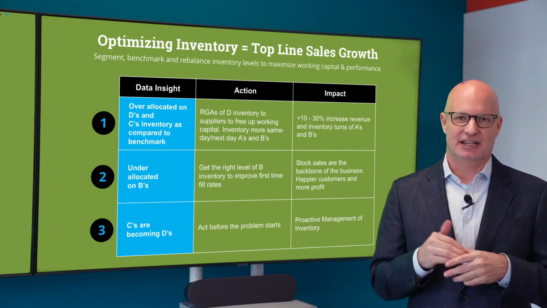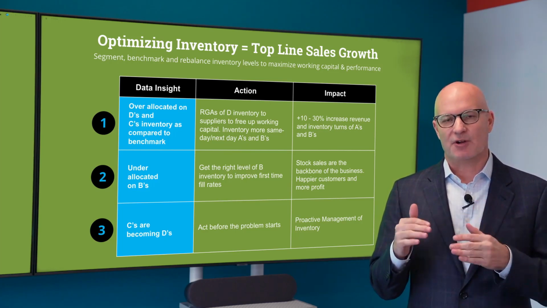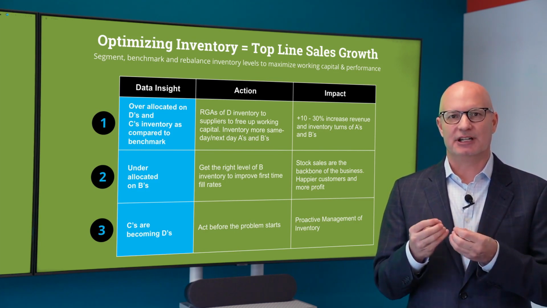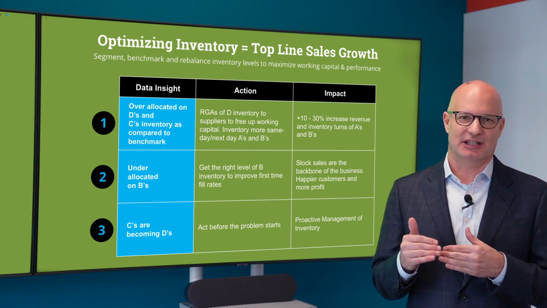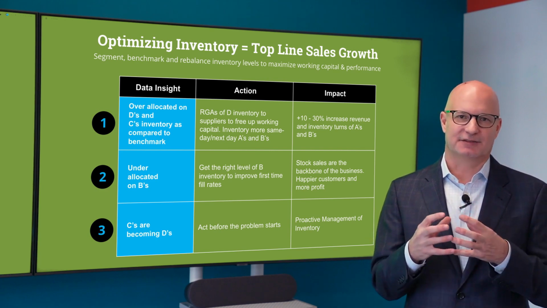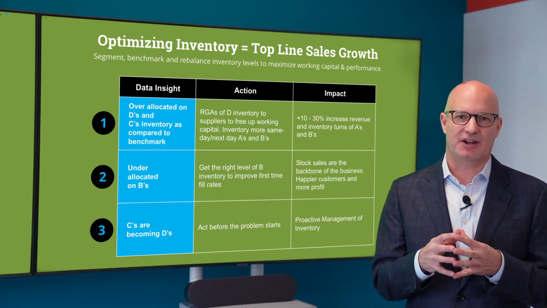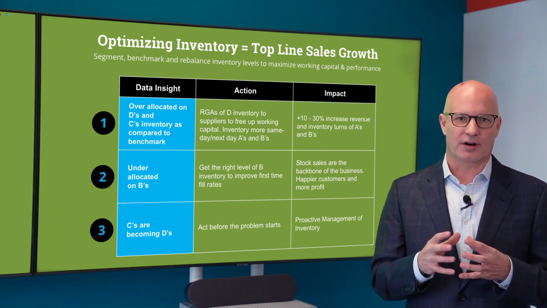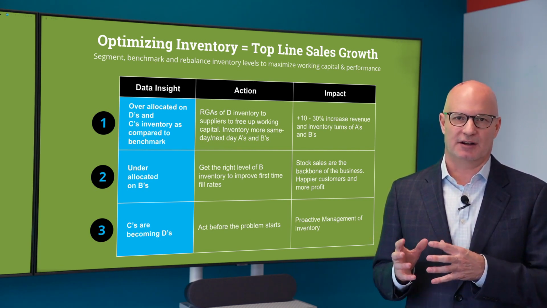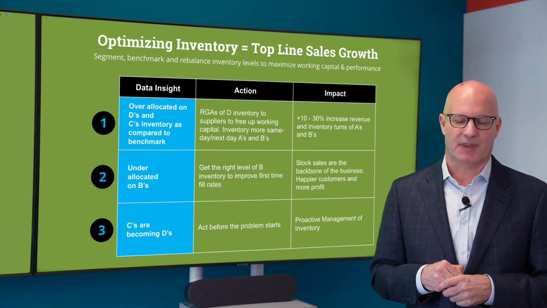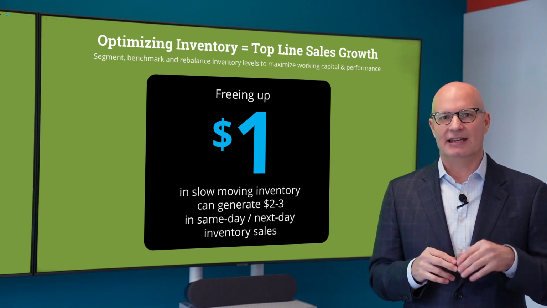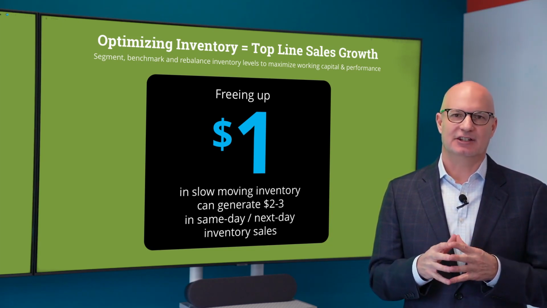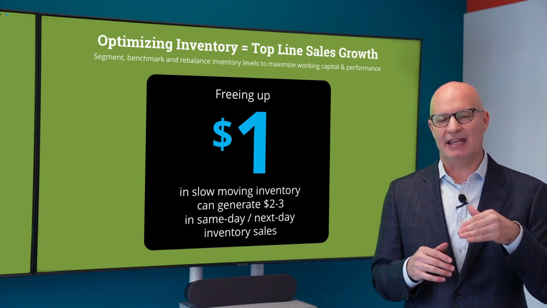And lastly, the C SKUs or the C inventory. The challenge you have with the C inventory is they haven't risen up to the ability to become a B, and they run the risk of becoming a D quickly. You need to manage those C's so that they do not become a D, and you can actively work with your supplier and determine the best strategy to move those C's to a B, or move them out of your inventory and have a better strategy to serve your end customers. At the bottom, what we talked about is that those C's and D's have a big impact to your business. And lastly, freeing up $1 in that slow-moving inventory can translate to a 2 to 3 times return in your A's and B's inventory.